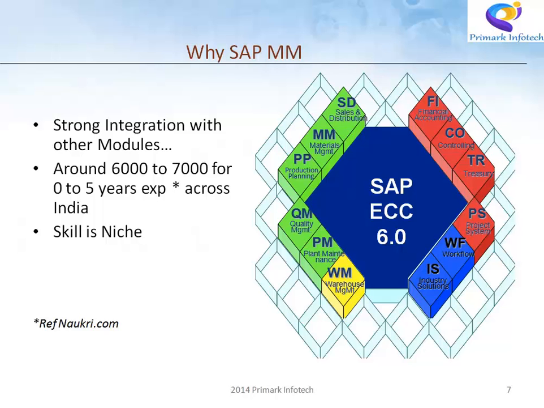When I checked recently on the Naukri.com portal for people with 0 to 5 years of experience, I saw around 6,000 to 7,000 odd jobs available. That means there is a lot of scope for people who would like to take this up. This is just in India, mind you, and it's also a very good skill. It's a niche skill.